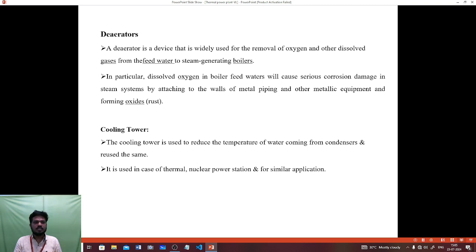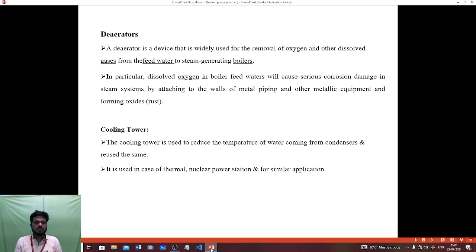In particular, the dissolved oxygen in boiler feed waters will cause serious corrosion damage in the steam systems by attacking the wall of metal piping and other metallic equipment and forming oxide, for example, rust. In cooling tower, the cooling tower is used to reduce the temperature of water coming from the condenser and reuse the same.